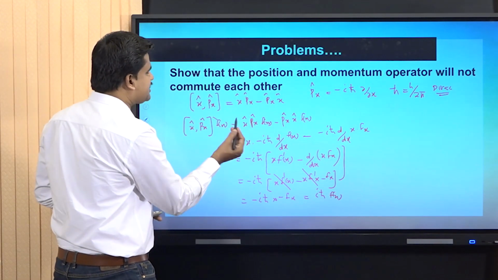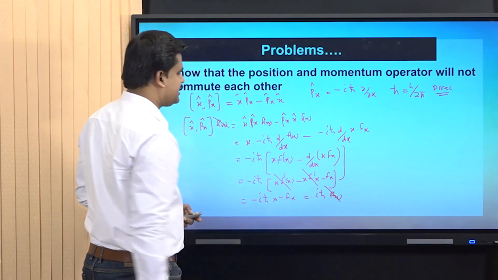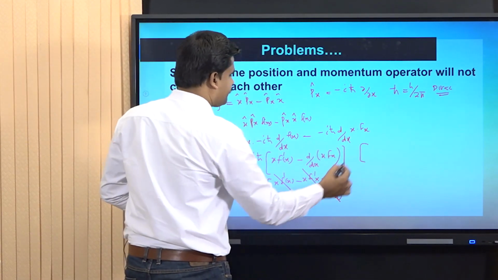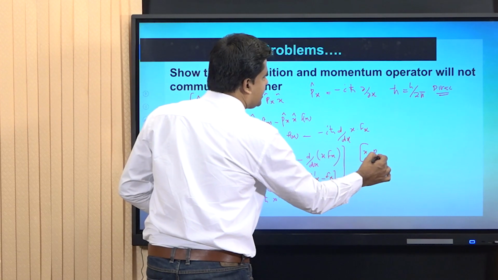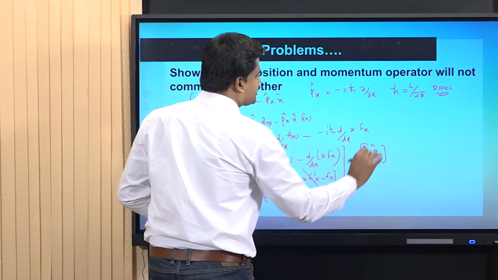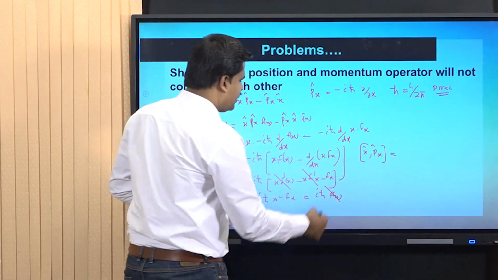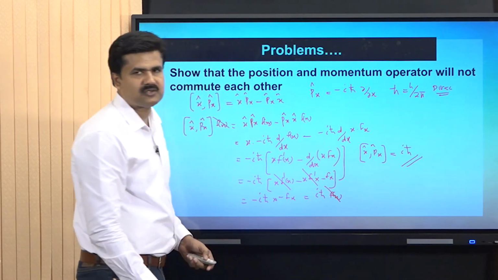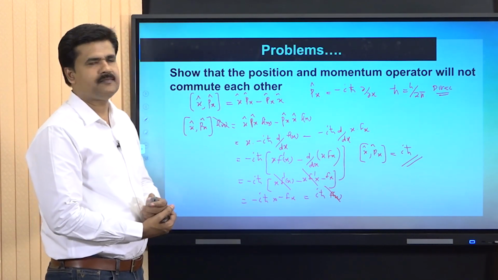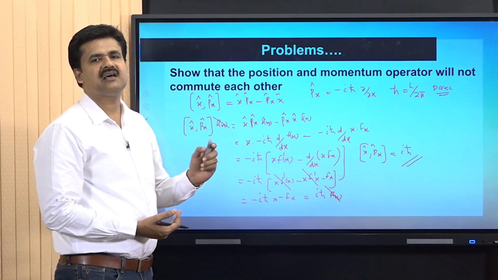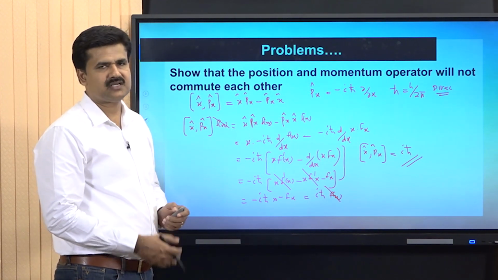I have to remove f of x from both the sides. So the result of the commutator [x hat, px hat] is equal to i h cross. This simply indicates that the two operators, position and momentum operator, are not commuting with each other.